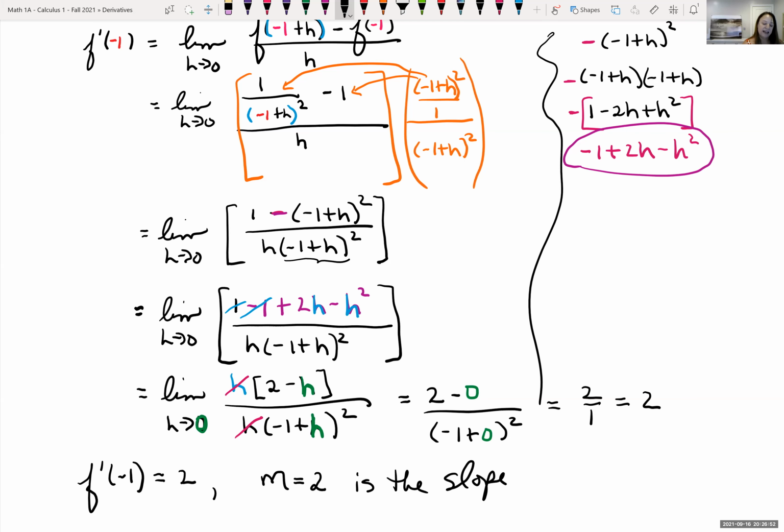At that point, -1, 1. And so now that we have a point and we have the slope, we can find the equation of the line.